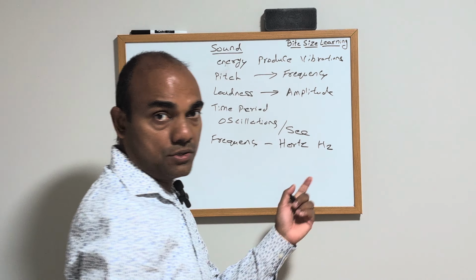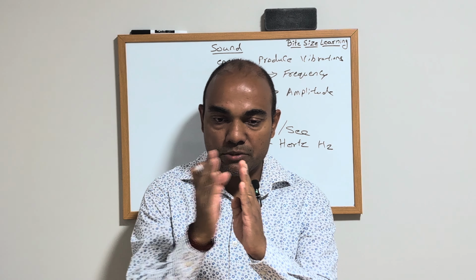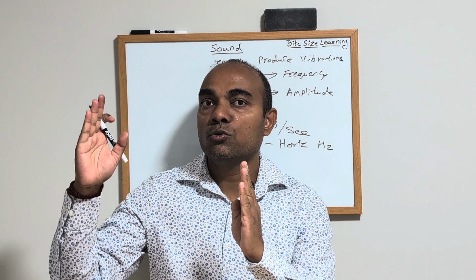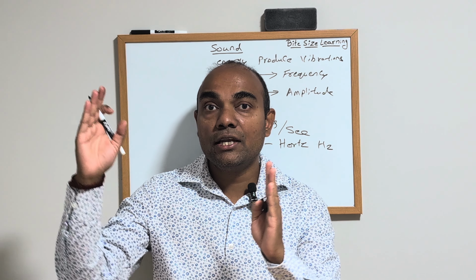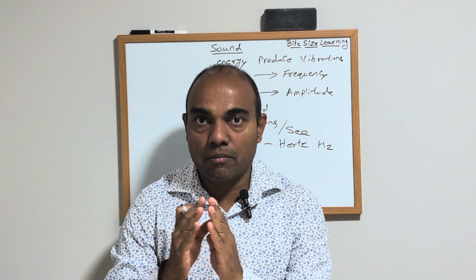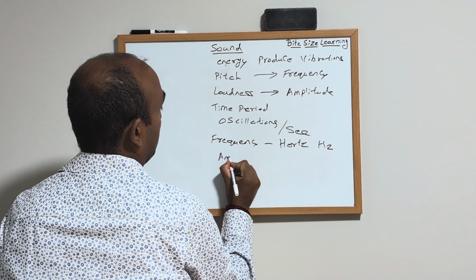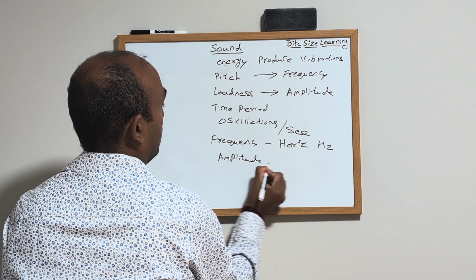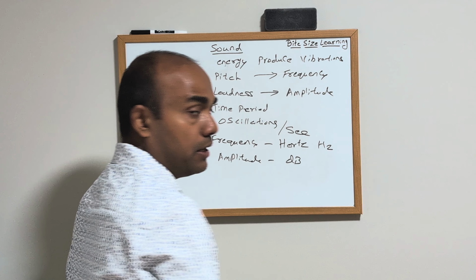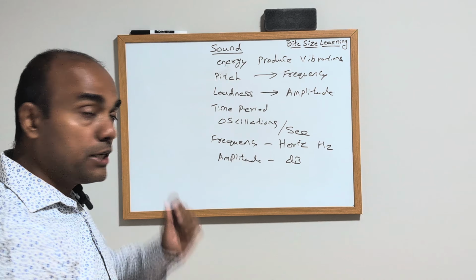Hz, right, hertz. Now the amplitude is the magnitude, the maximum displacement from its center position to the farthest position. That is the magnitude of that oscillation. So the higher the magnitude, the higher the amplitude is. Amplitude is measured in decibels, right? So these are the two main concepts that you need to understand.